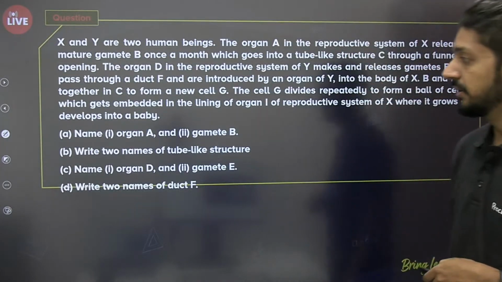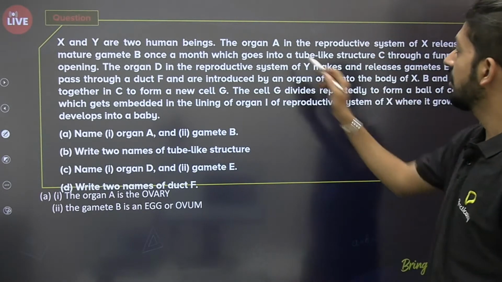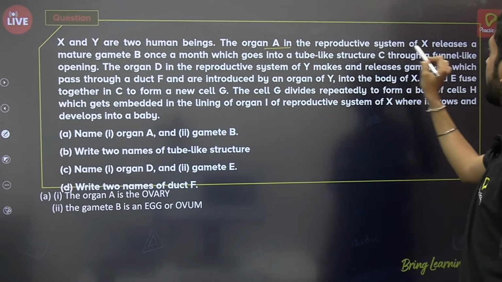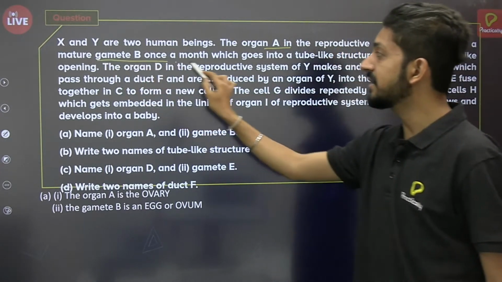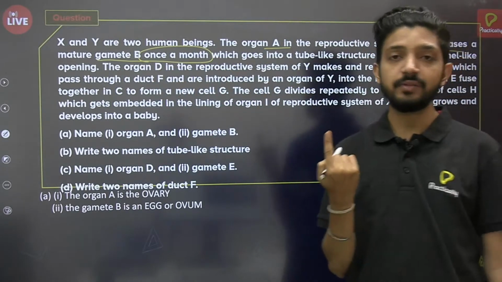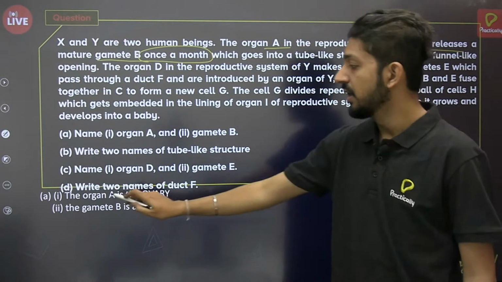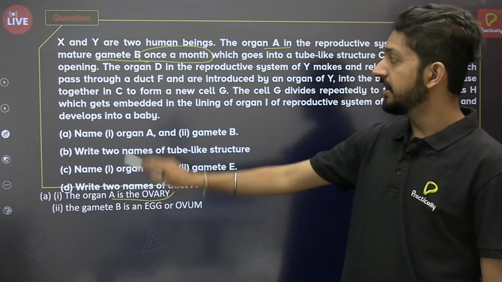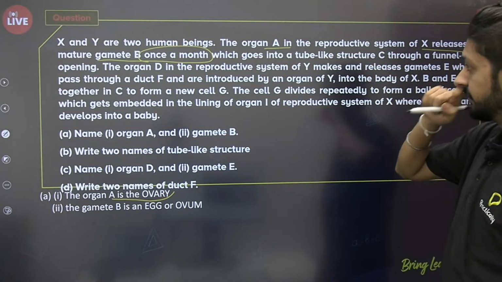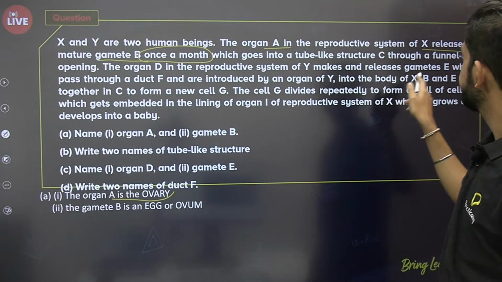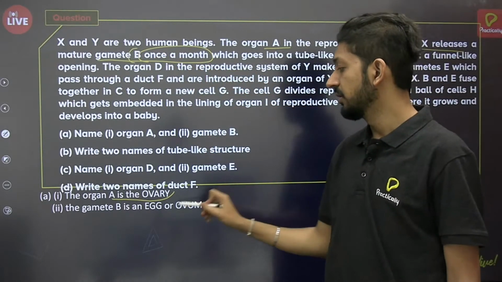Let's see the answer. So yeah, the organ A is the ovary. Obviously, the organ A, as it says, in the reproductive system of X releases a mature gamete B once a month. This is the hint. Once a month, we know ovum is released, and what releases ovum? Ovary. So that's why organ A is the ovary. And the second part was gamete B. What is gamete B? The ovary releases a gamete B, so we know that is the ovum, egg or ovum.